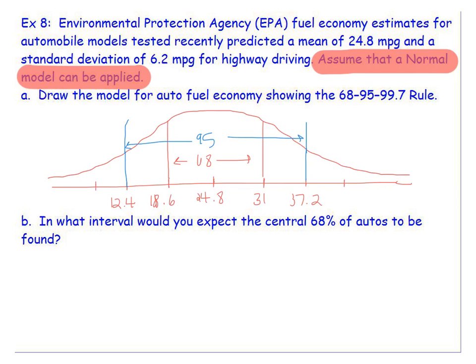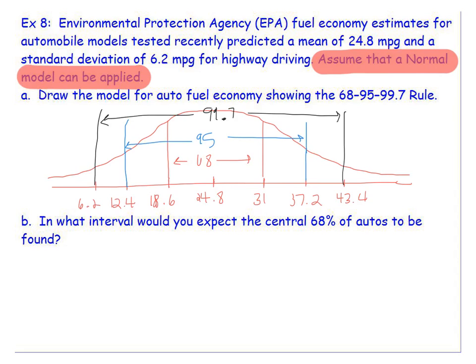And that's another 6.2, so 37.2 plus 6.2 is 43.4. And 12.4 minus 6.2 is 6.2. And between those two markings is 99.7% of our data. And so now, that's our proper model.